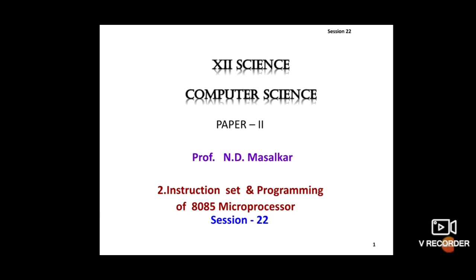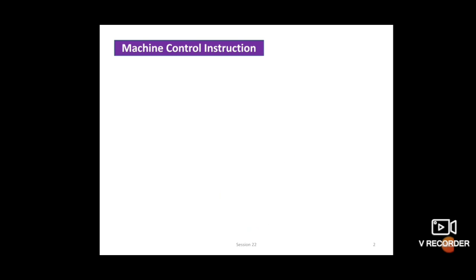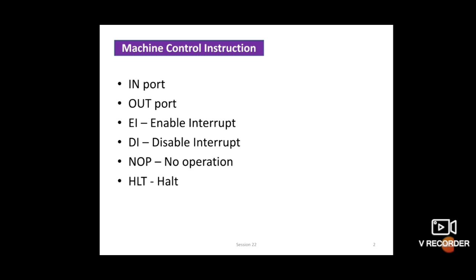Students, in this video I am explaining the IN and OUT instructions of 8085, or some machine control instructions. See: input, output, enable interrupt, disable interrupt, no operation and halt. Now let us see in detail, one by one, these machine control instructions.